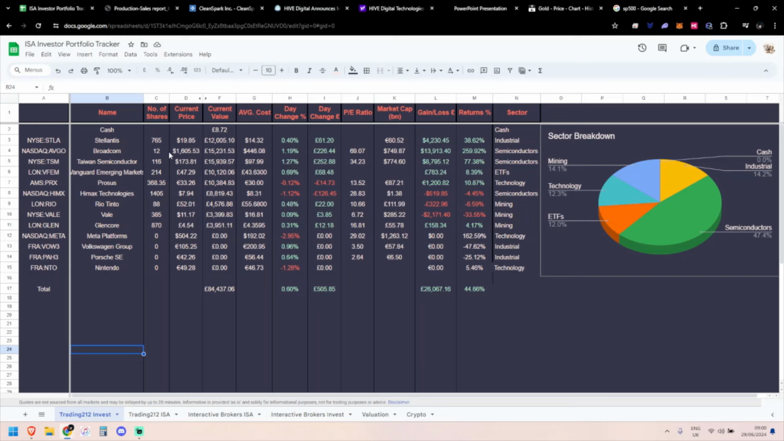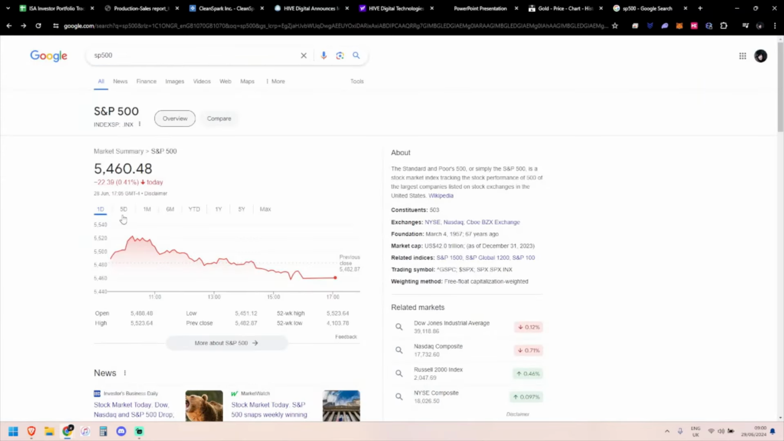Broadcom was at the 1800s, I think pushing 1900s at one point. It's now 1605, and Stellantis has come off a little bit, but nothing too much, about 4%. I have taken the opportunity to add a reasonable amount of money, which I will come to a little later on, just comparing to the S&P then.